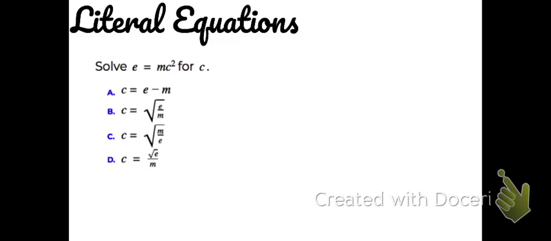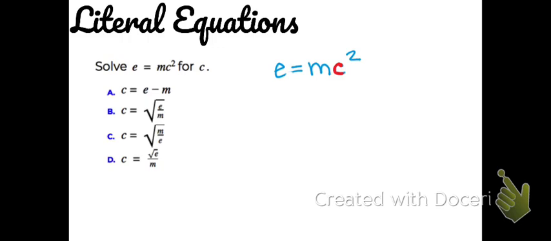A common type of question with these literal equations on the state test, they're going to throw in a square or a square root. So you need to remember to undo squaring, the opposite of squaring is square root. The opposite of square root is squaring. So for this one, they're giving us an equation and they want us to solve for c. So what's happening to c? It's being squared and it's being multiplied by m.